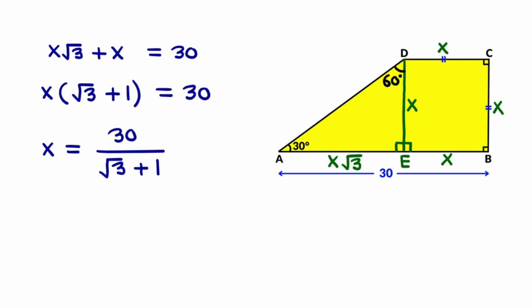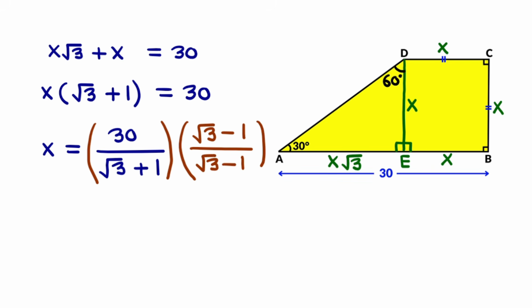Let's simplify that expression. Multiply the numerator and denominator by the conjugate, the quantity, the square root of 3 minus 1. The denominator becomes 3 minus 1, which is 2. 30 divided by 2 is 15. So, x equals 15 multiplied by the quantity, the square root of 3 minus 1.